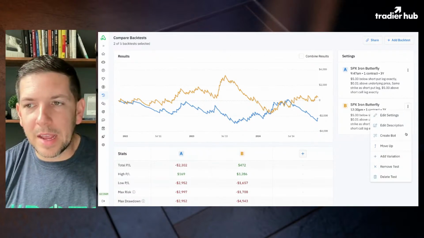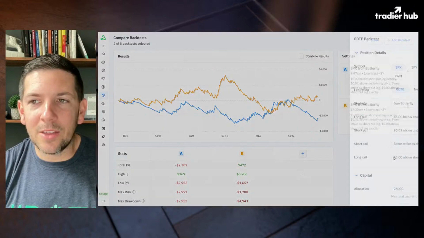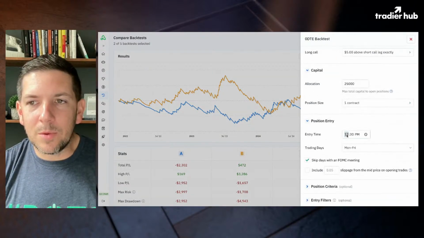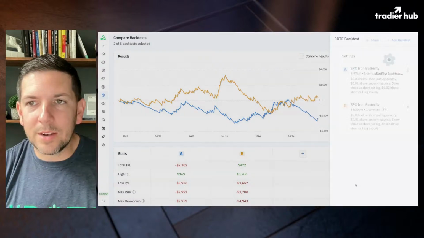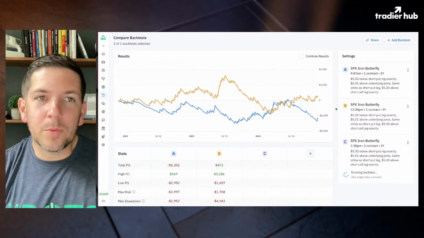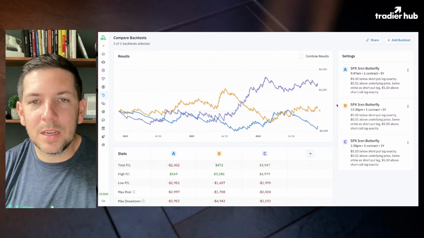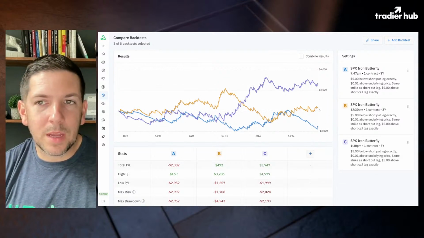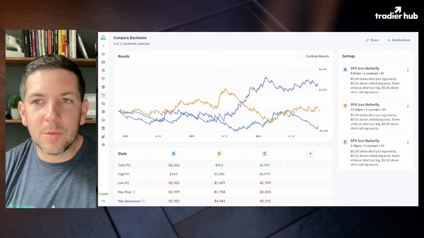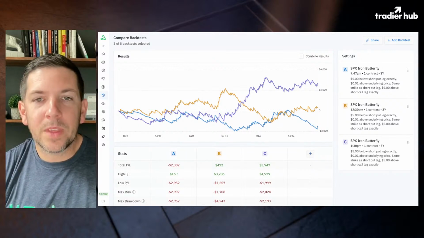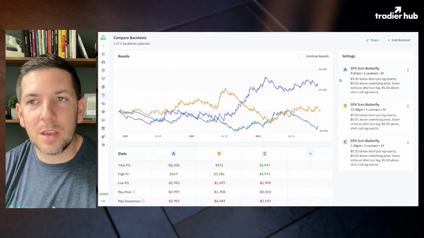So let's go down here and add another variation, and let's just keep going out. Let's go out to 1:30 in the afternoon. Let's see if we enter positions not at 12:30. Maybe we push it back another hour or so. Maybe 1:30 does a little bit better. We'll see. Okay, and you can see here this was again wildly different performance, but significantly better. So if you enter positions at 1:30 versus 12:30, certainly better than entering them in the morning.